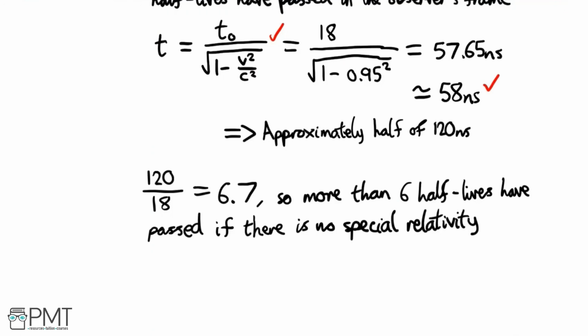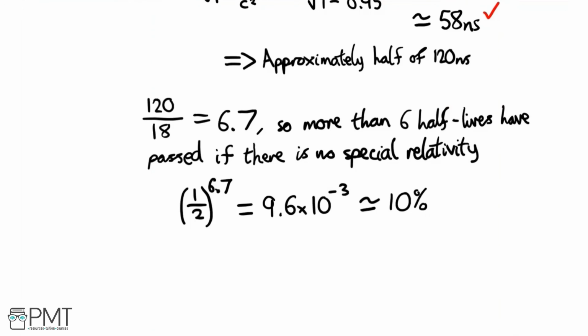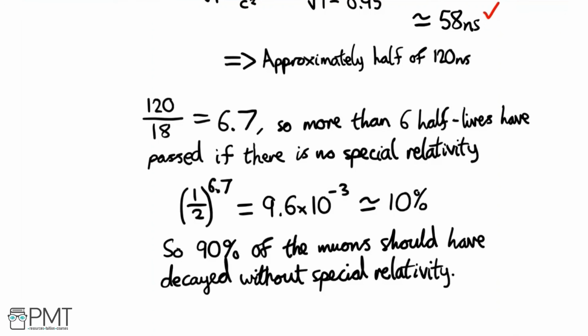Now, for that 5th mark, it's not enough to say that on its own. We would then need to work out what the percentage of remaining muons would be after this many half-lives have passed. So we're effectively halving it 6.7 times. Now, halving it 6 times would mean that we get a 64th of the original number of muons. So it's going to be smaller than that, but not as small as 1 over 2 to the power of 7. So by doing a half to the power of 6.7, we end up with approximately 10%. So around 10% of the muons should be remaining. So 90% should have decayed. And there's your 5th mark.